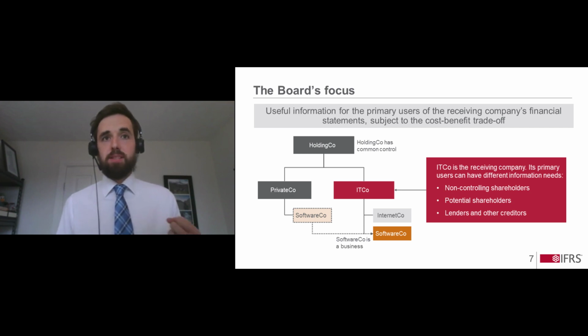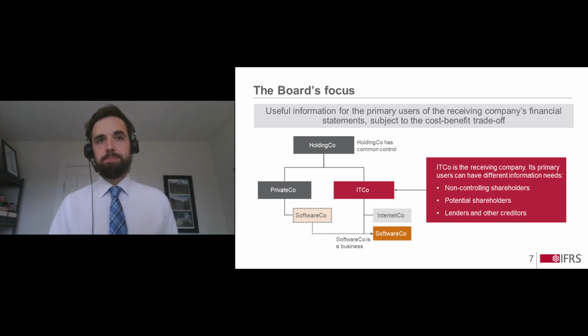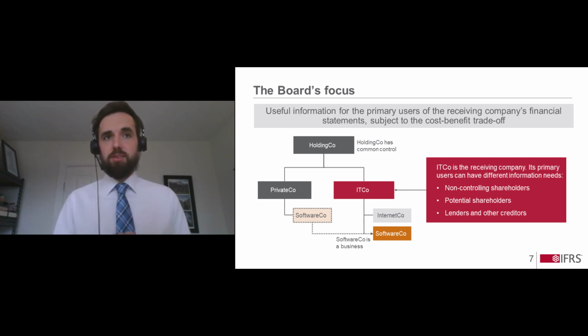Receiving companies can be listed or unlisted. They can be wholly owned, or they can have non-controlling shareholders as well as the controlling party. In this project, the board's focusing on the information needs of the non-controlling shareholders, the potential shareholders, and the lenders and other creditors of the receiving company, because those are the parties that have to rely on the receiving company's general purpose financial statements to meet their information needs.